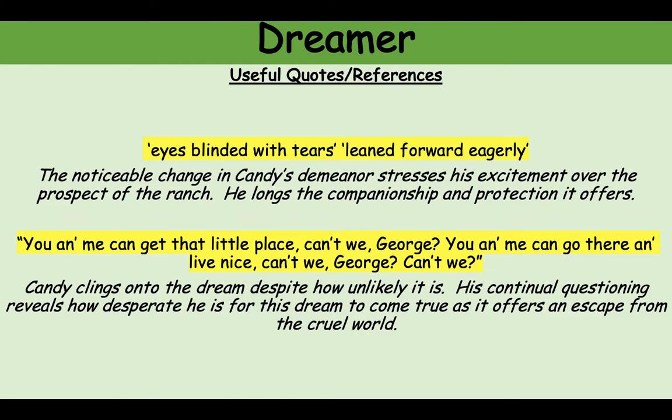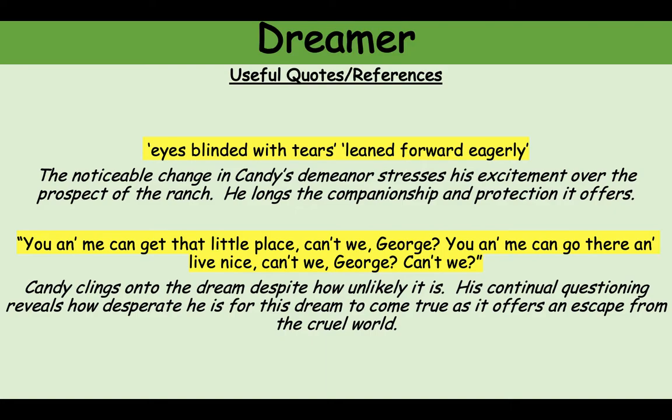And like many of the characters, he's also a dreamer. When he hears George and Lenny talk about the ranch and it seems like it's going to happen, his eyes are blinded with tears. He leans forward eagerly. So there's a noticeable change in his posture, in his demeanor, and that stresses the excitement over this prospect of the ranch. The ranch really represents companionship and protection for him, and that's what he longs for.